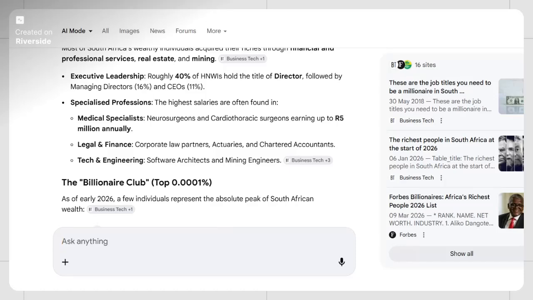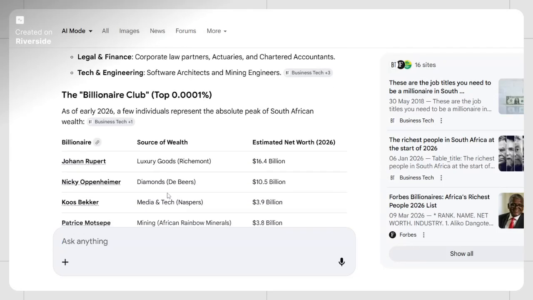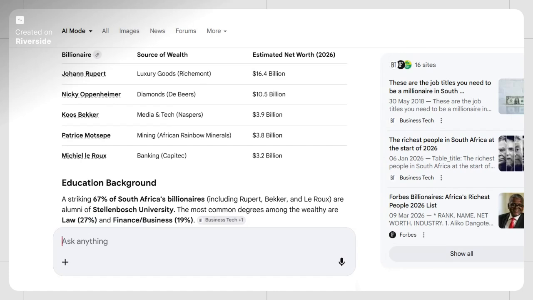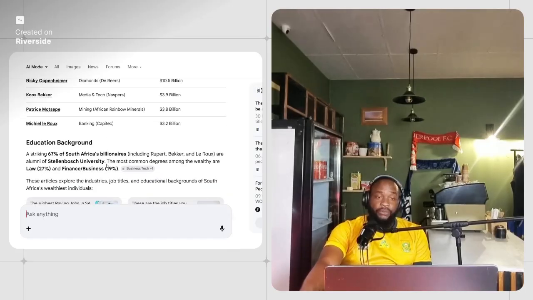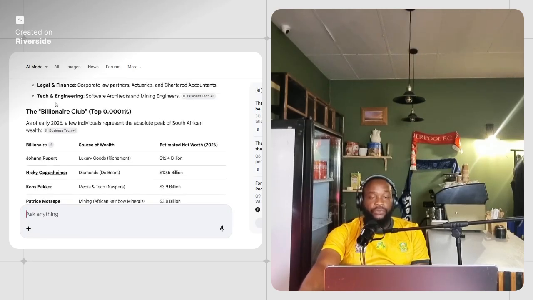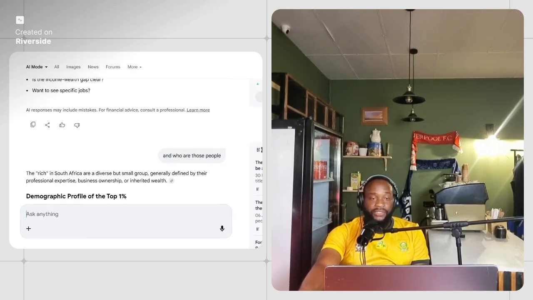And the billionaire club, you already know what they do. Johan Rupert is luxury goods, Richemont. Nicky Oppenheimer is diamonds. Koos Bekker is media and tech. Patrice Motsepe is mining. Michiel Leroux is banking and so on. So basically, from now on, you know where you're standing as a South African. What's your class in South Africa, from poor to elite? You've got to do something for yourself.